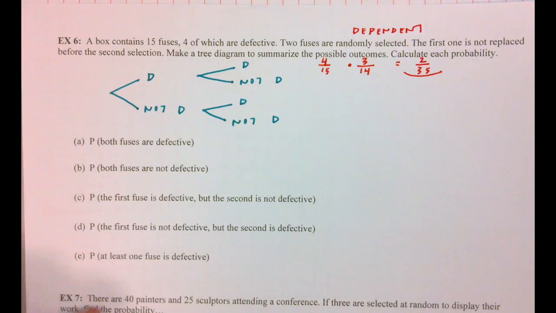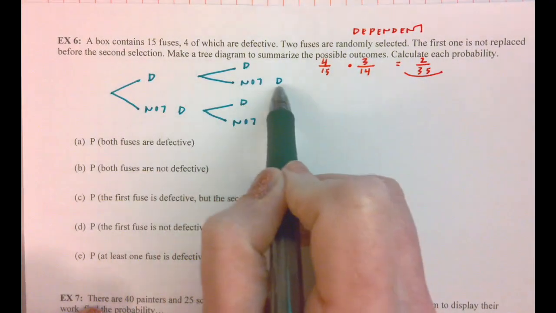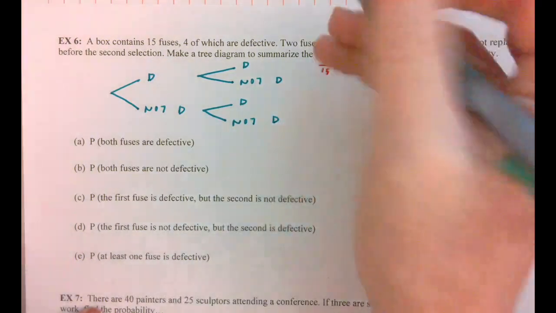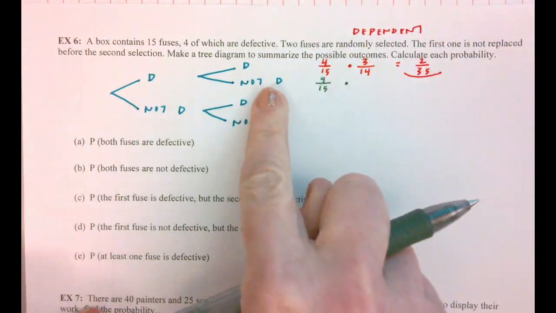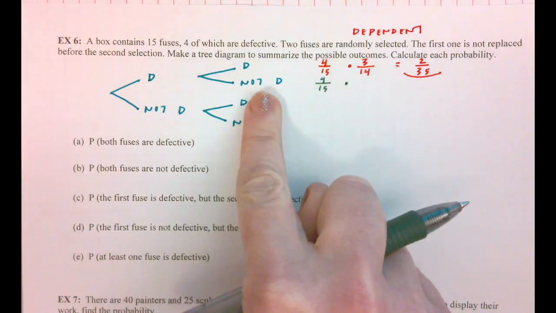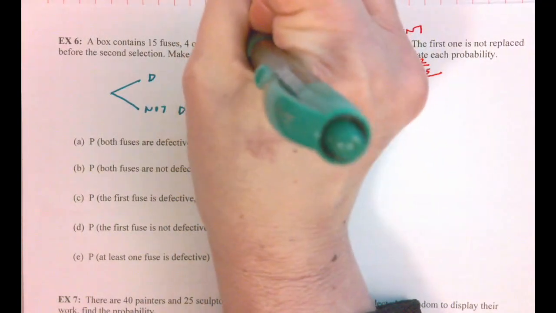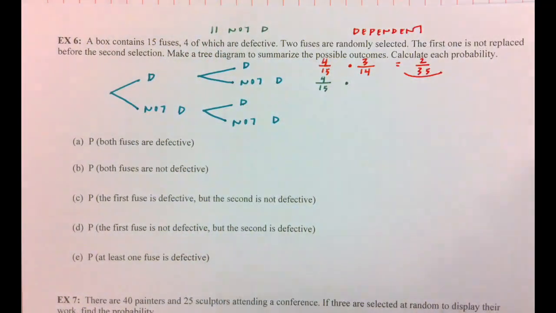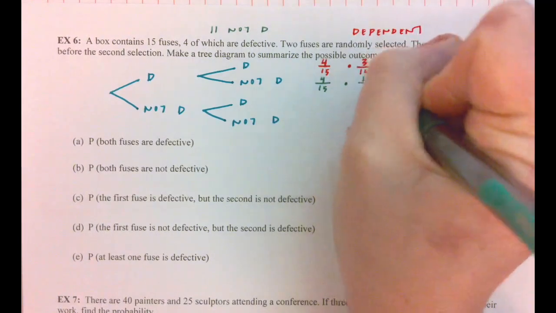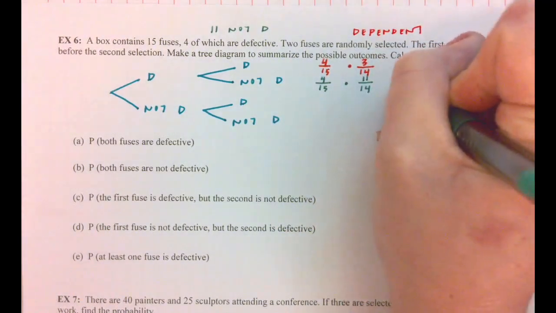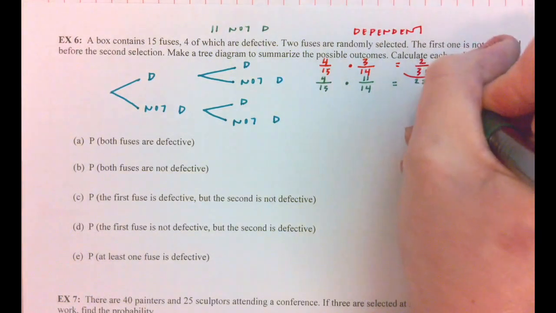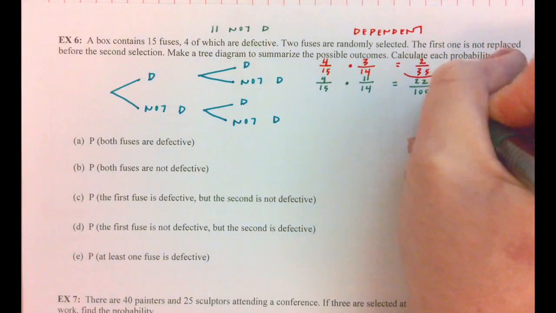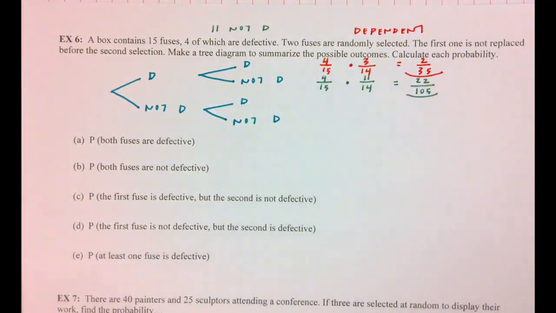Okay, next pathway, defective and then not defective. So first one being defective is still 4 out of 15. But now we're picking one that's not defective. So if we have 4 that are defective, we must have 11 that are not defective. So I still have 11 that are not defective, but I have 1 less fuse. Multiply that across, simplify, and we get 22 out of 105. I'm just reducing my fraction to make life easy.